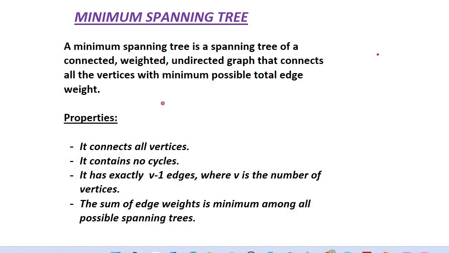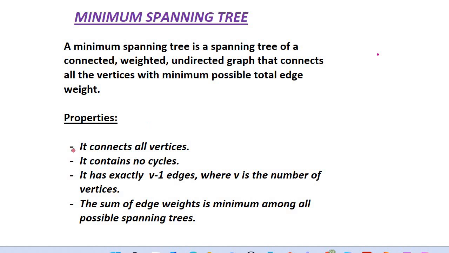It is a spanning tree of a connected, weighted and undirected graph that connects all the vertices with minimum possible total edge weight, which means that it should have a weight associated with each and every edge. It should be undirected and also connected. Let us see what are the properties of minimum spanning tree.